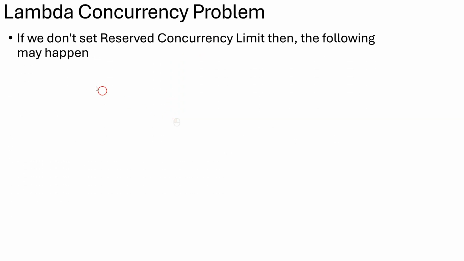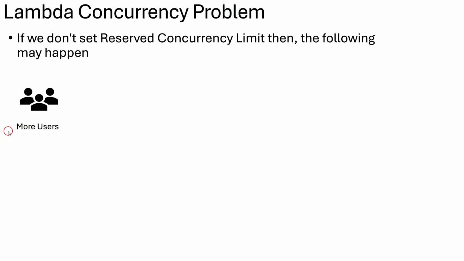Okay, now we're moving to the next part. With respect to Lambda concurrency, we have a problem. We'll look into it and see how to resolve that. So earlier, if we don't set the reserved concurrent limit, then the following may happen. We'll see what will happen.